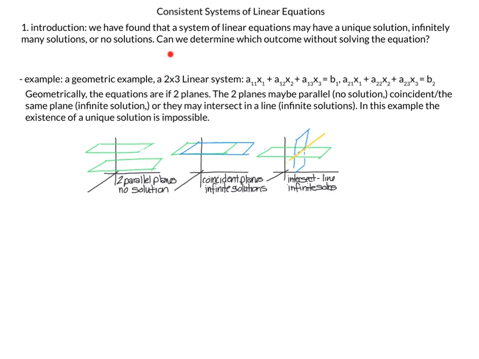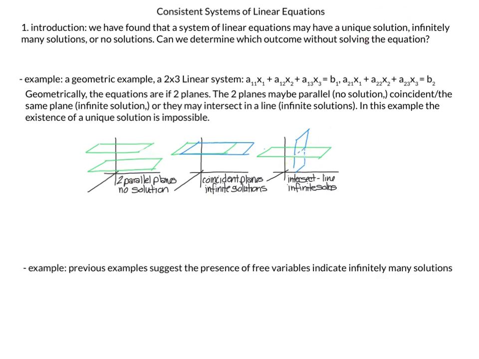In the case of a 2 by 3, there is no possibility for a unique solution, for one solution. It's either infinite or no solutions. Another example of determining which of these three outcomes is likely without solving the equation comes from previous videos, which suggested that the presence of a free variable indicates infinitely many solutions, because remember, if a variable is free, it can take on an arbitrary value, an infinite number of values, and therefore will give the system of equations infinitely many solutions.